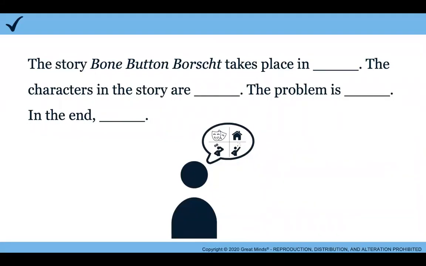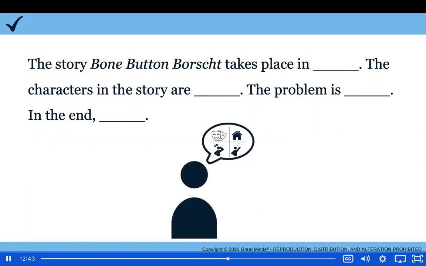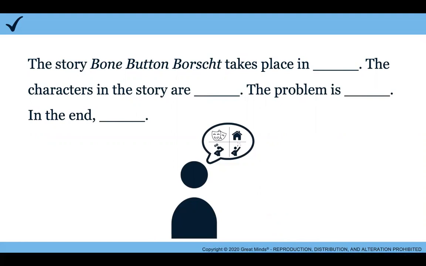I'm so curious about what you put in the blanks. Maybe you said the Bone Button Borscht story takes place in a town, a village, or a synagogue. All of those would have worked. The characters in the story are, did you put the beggar, the shamus, the townspeople, or all 3? The problem is, I'm curious about how you answered this. In the end, again, we could tell a lot about the ending. Stand up and safely jump up and down for being so efficient with recounting stories.